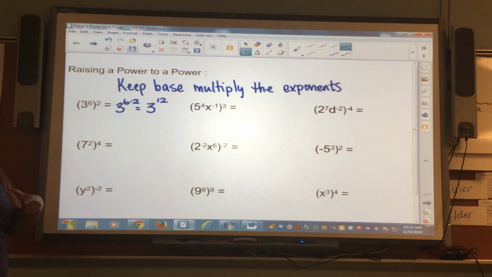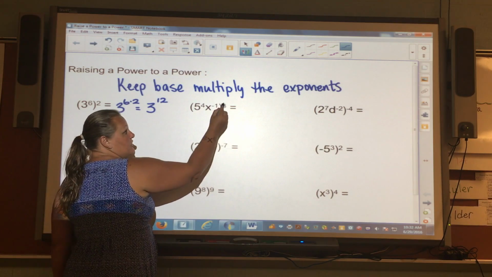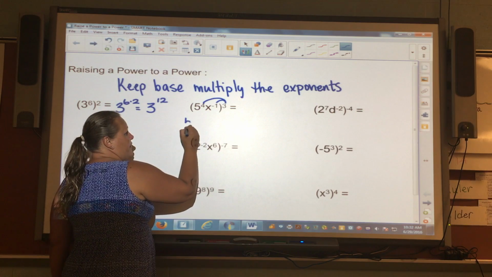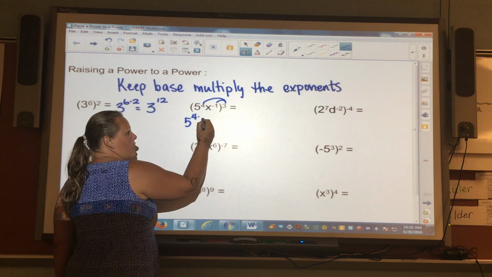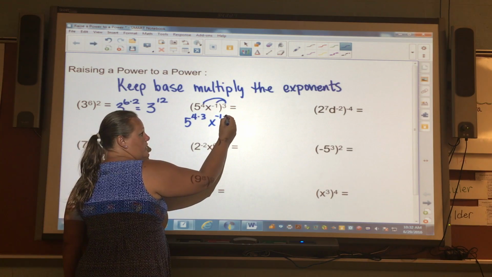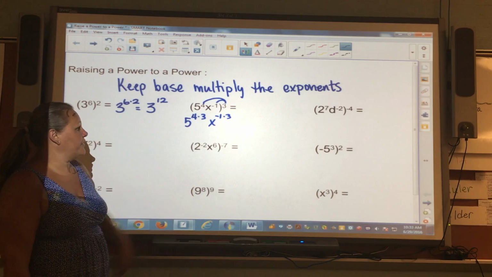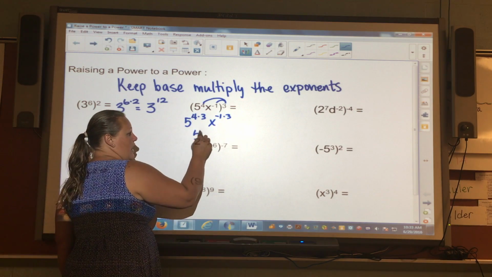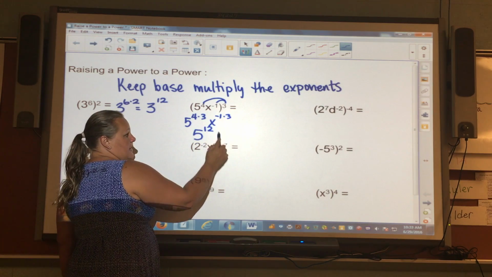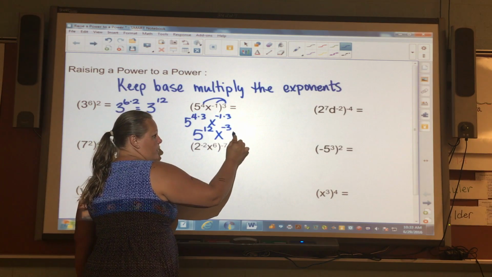The next one, remember we have to use the distributive property. Whatever's on the outside of this set of parentheses has to go to both of those. So I'm going to have 5 to the 4th power times 3, and I'm going to have x to the -1 times 3. So I'm going to keep the base 5, and 4 times 3 is 12. I'm going to keep the base x, and -1 times 3 is -3.